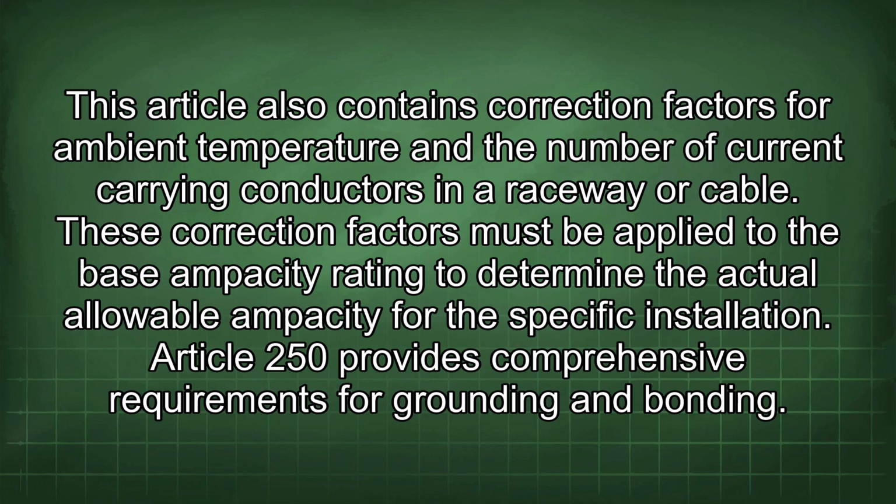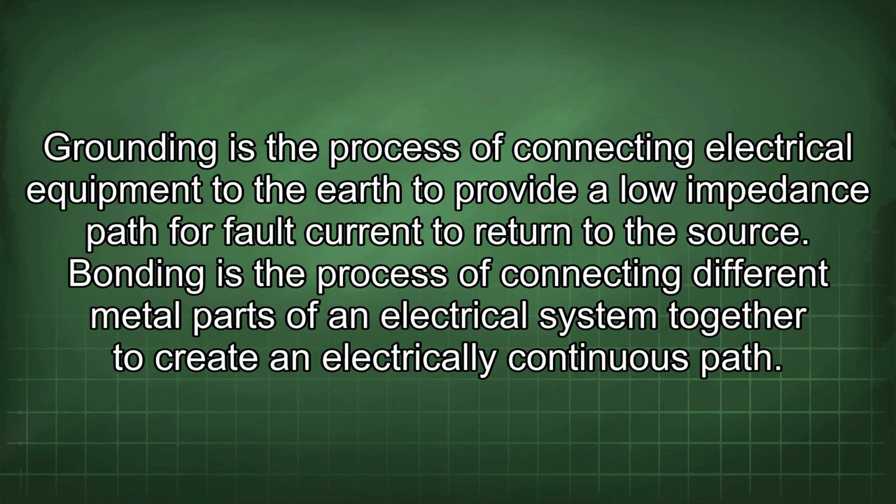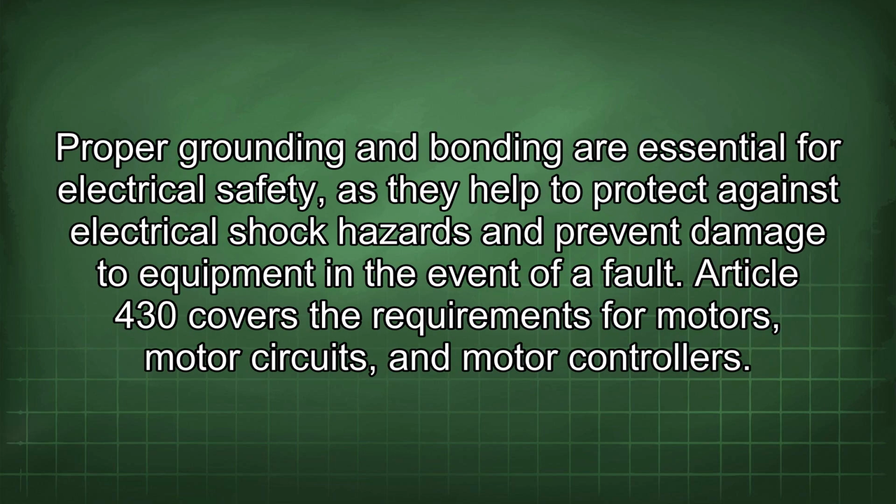Article 250 provides comprehensive requirements for grounding and bonding. Grounding is the process of connecting electrical equipment to the earth to provide a low impedance path for fault current to return to the source. Bonding is the process of connecting different metal parts of an electrical system together to create an electrically continuous path. Proper grounding and bonding are essential for electrical safety, as they help to protect against electrical shock hazards and prevent damage to equipment in the event of a fault.